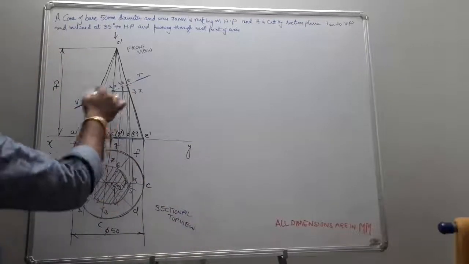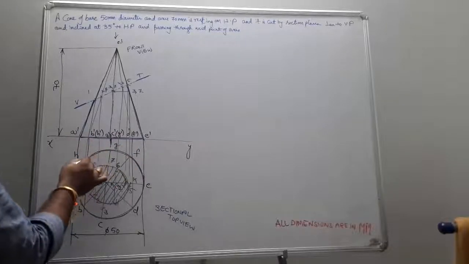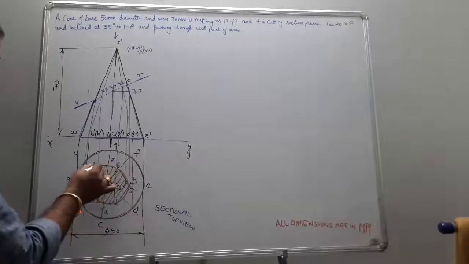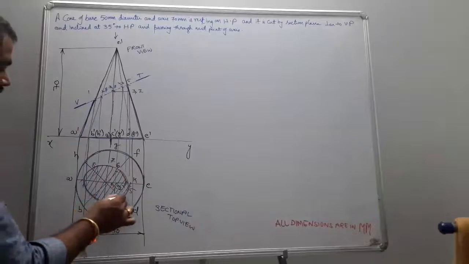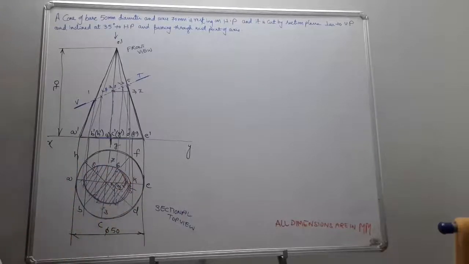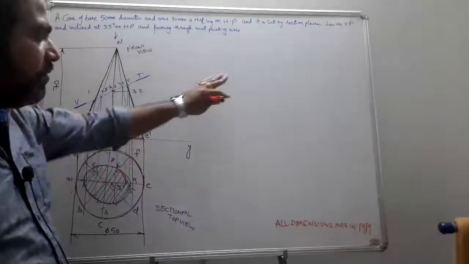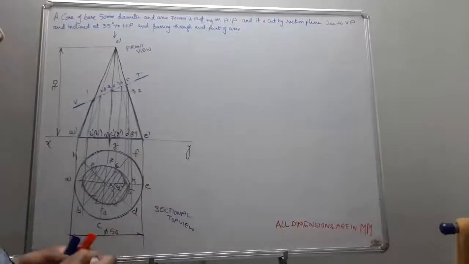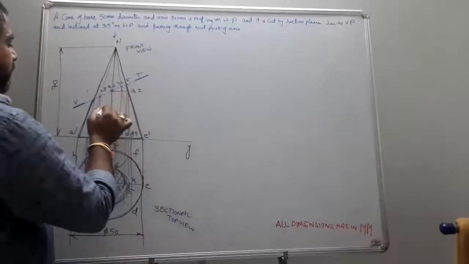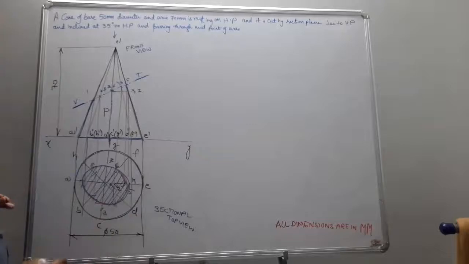Why? Because 1, 2, 3, 4, 5 and ABCD exist. So this was also highlighted and this was also highlighted. Now let us see. This is the thing which we already know in the section of solids. But what we have to do now is the development of the retained portion. Let us consider this as the part P which is retained.